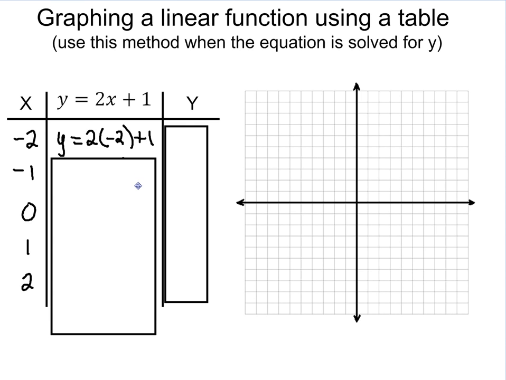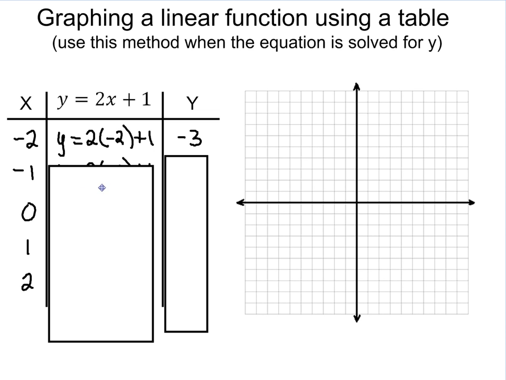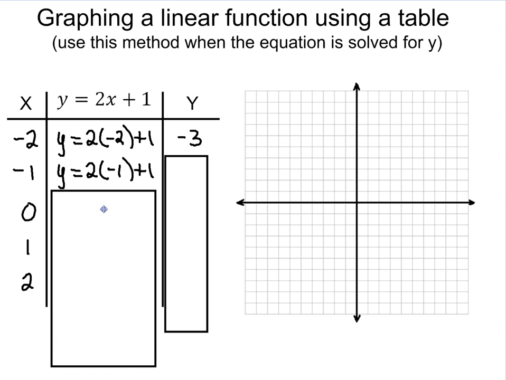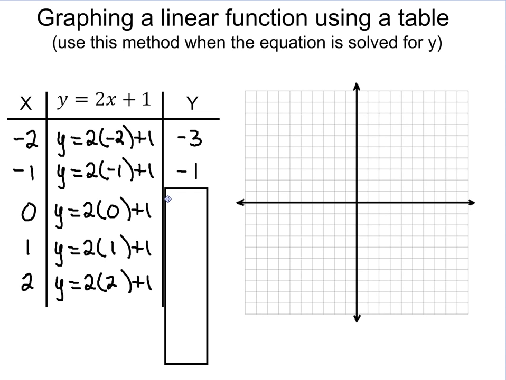So you can see in the first one, we're going to plug in the -2. So wherever we see x, we plug in -2. So we have 2 times -2 plus 1. When we solve that, we get y equals -3. Next, plug in the -1. So you get 2 times -1 plus 1, which gives you -1. And we continue this process for the other values. You see 2 times 0 plus 1, 2 times 1 plus 1, 2 times 2 plus 1, which gives you 1, 3, and 5 respectively.